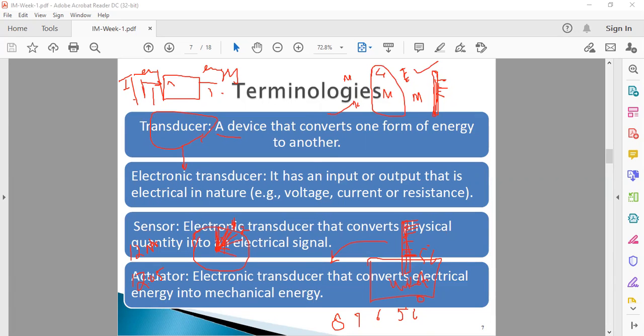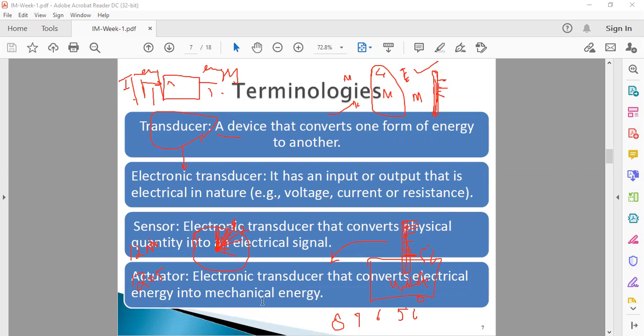Okay, now the sensor. The electronic transducer that converts a physical quantity into an electrical signal is actually the sensor. So any sensor, for example, temperature sensor, pressure sensor, level sensor, light sensor, heat sensor. These are actually the sensors which are converting the physical quantity into the electrical form. Okay, so the output indication will be in the electrical form.